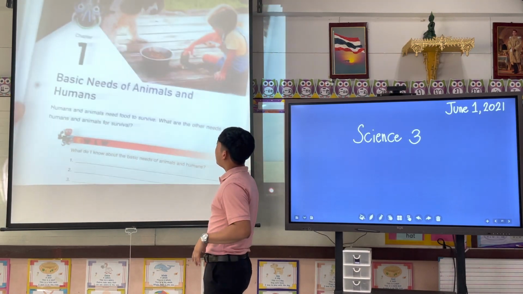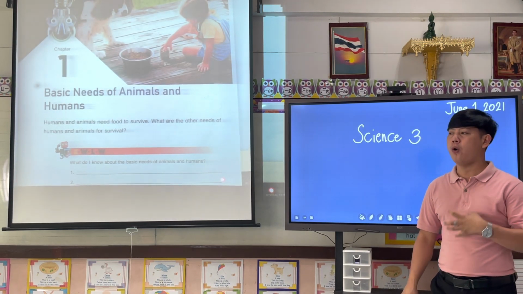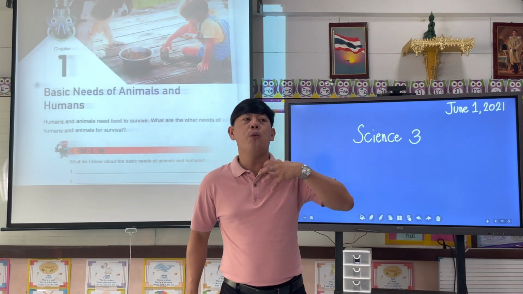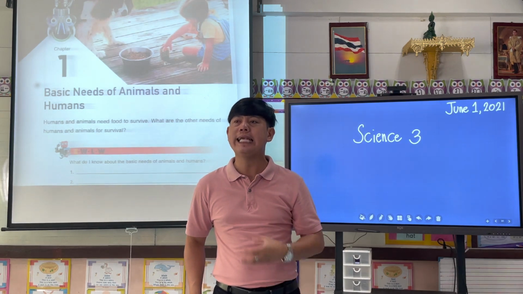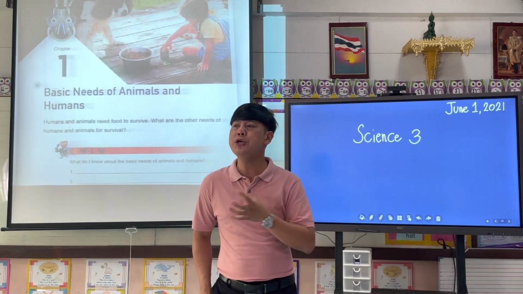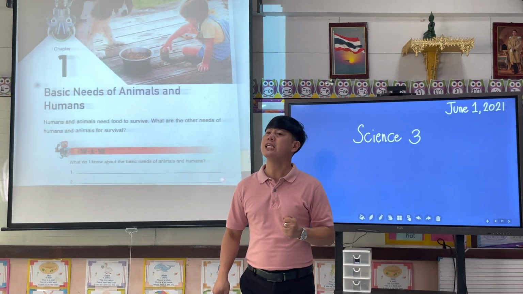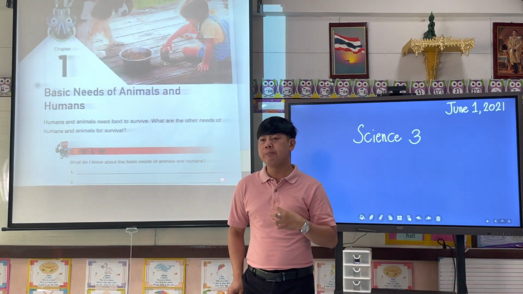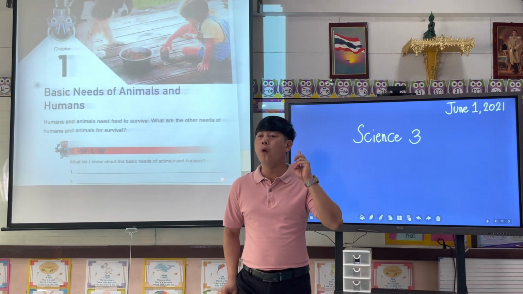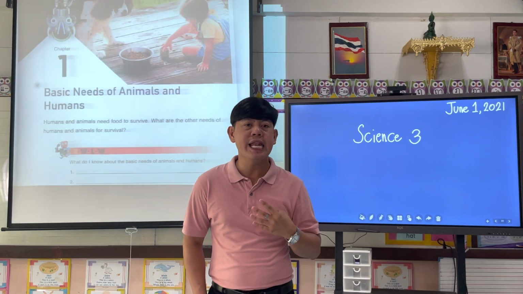Next, what are the basic needs of animals and humans? We have our own basic needs. Without these, humans will die, animals will die, even plants as well. So what are our basic needs? For example, food, water, and air are our basic needs.